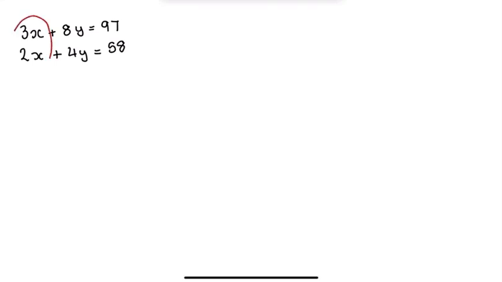Looking at 3 and 2, we could multiply both equations, but 2 isn't a multiple of 3 and 3 isn't a multiple of 2, so we can't do that very easily. But if we look at 8 and 4, 4 is a multiple of 8, meaning that if I multiply this bottom equation by 2, my coefficients will be the same. So I'm going to multiply this second equation by 2.